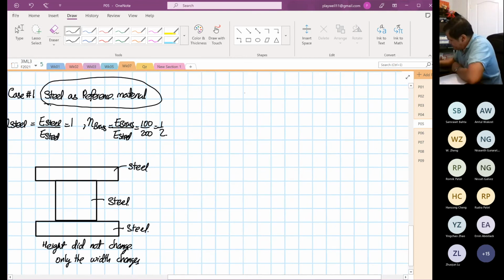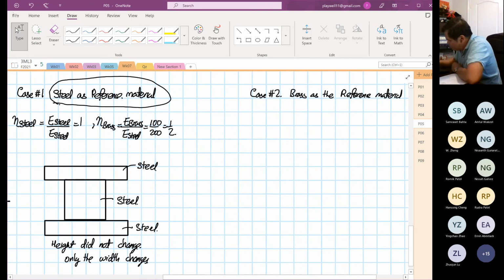Case number 2. Now we use brass as the reference material. So now I want you to compare. N of steel now is equal to E of steel divided by E of brass. So this is 2/1, because this is 200 and this is 100.